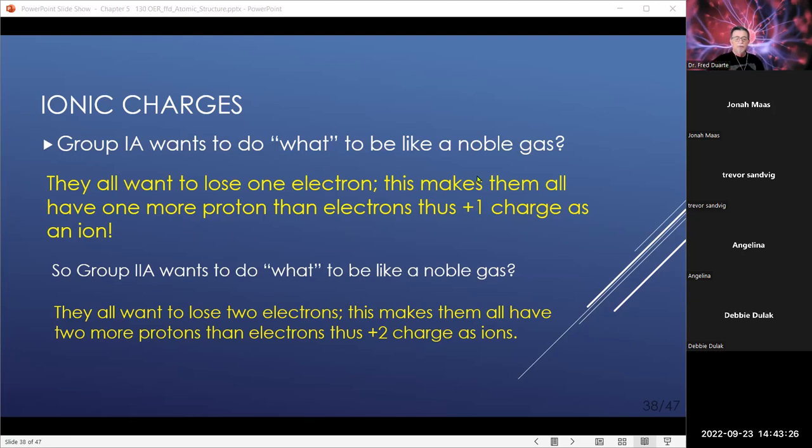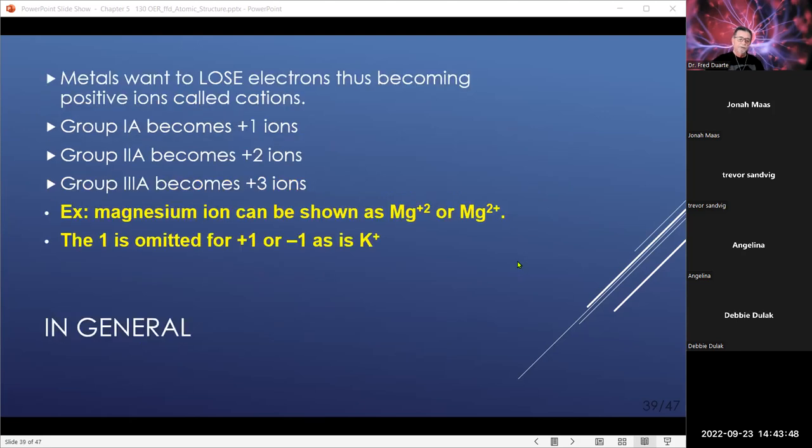So group 1A would end up with a +1 charge, whereas group 2A will end up with a +2 charge. Group 1A has 1 valence electron. Group 2A has 2 valence electrons, and they happen to be where the metals are, and metals lose electrons. Group 3A will end up with a +3 charge. Now, it doesn't make a difference how you write it. For example, it could be written as +2 or 2+, it's the same thing, as long as you have a charge up there.